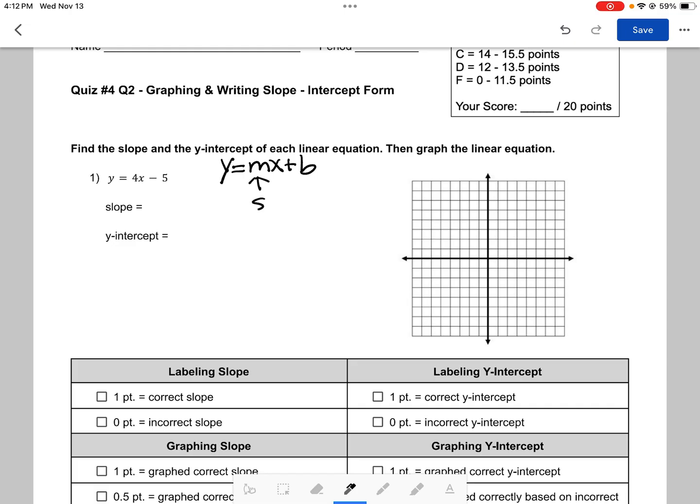Remember that m is slope and b is the y-intercept. I'm going to abbreviate that. Okay, so looking at this equation, I know my slope is 4 and my y-intercept is going to be negative 5. Remember, for slope, I do rise over run, and since this 4 is a whole number, I know my rise is going to be 4 and my run is going to be over 1.